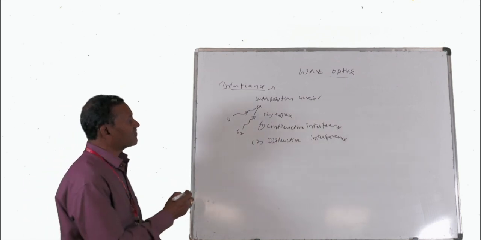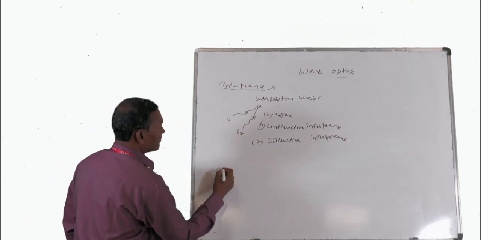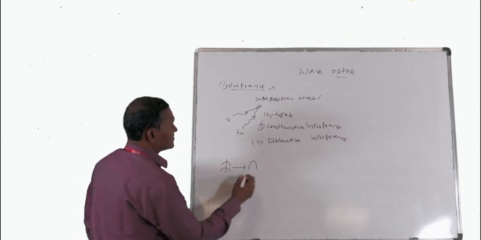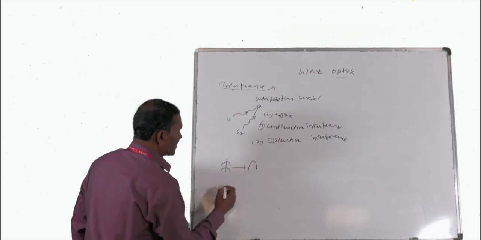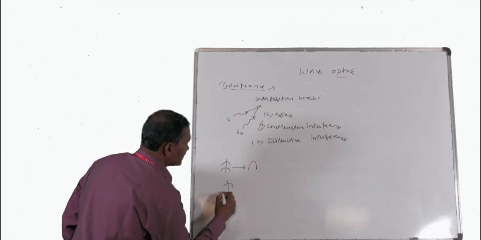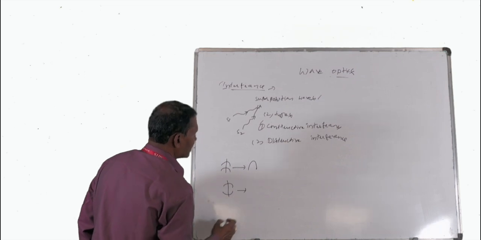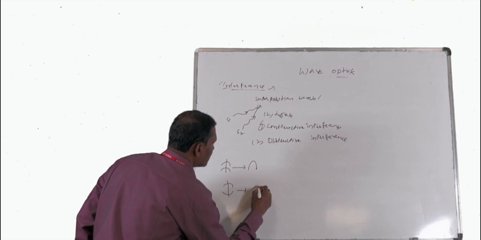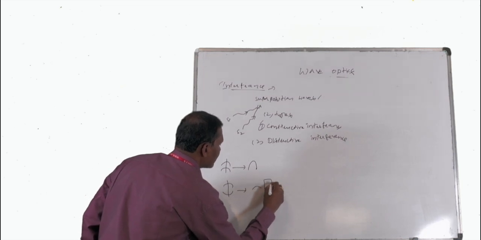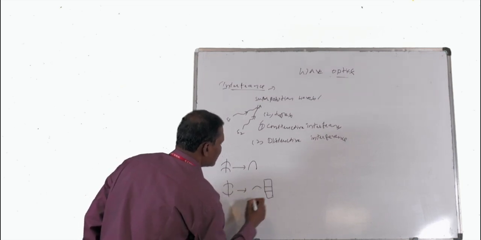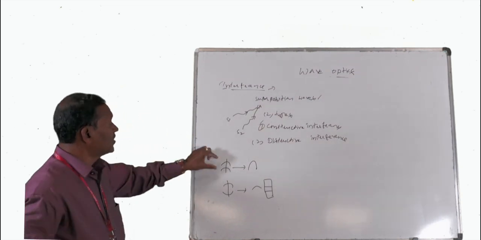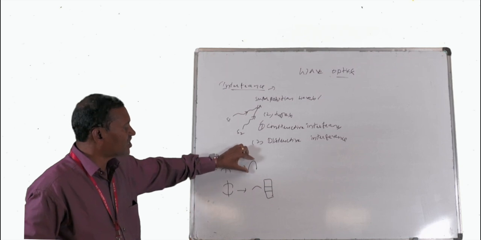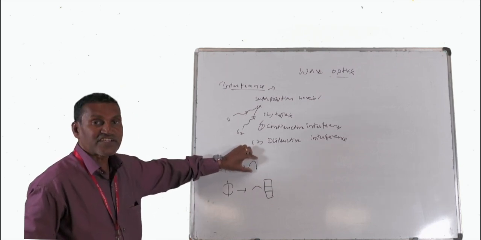Then how is constructive interference formed? For example, we can see it like this. Sometimes we get opposite waves, and in this case we get a resultant like this. This is constructive interference. Here the two waves are in the same direction. Then we get the superposition of two waves, and this is constructive interference.